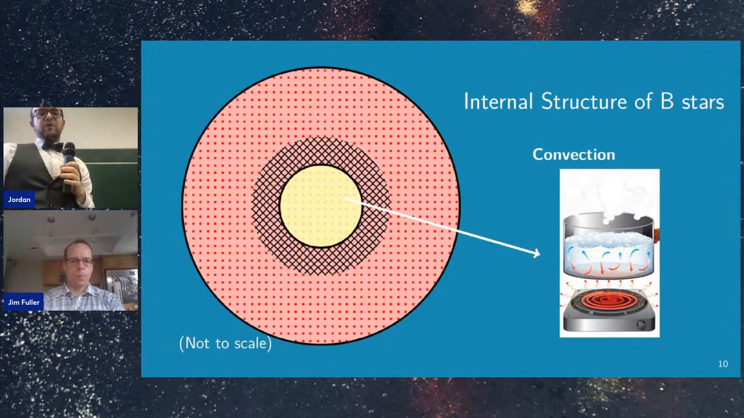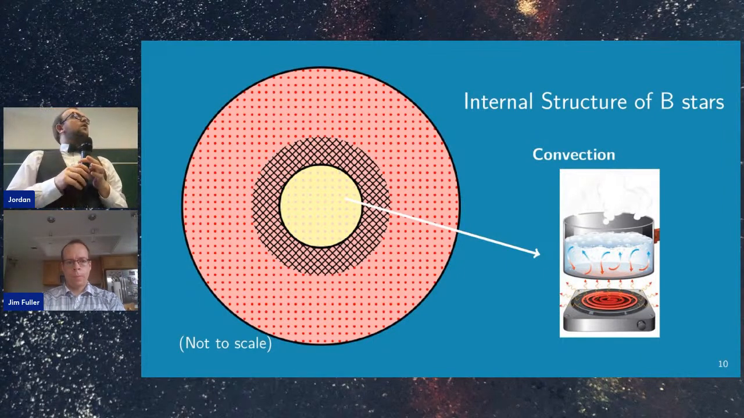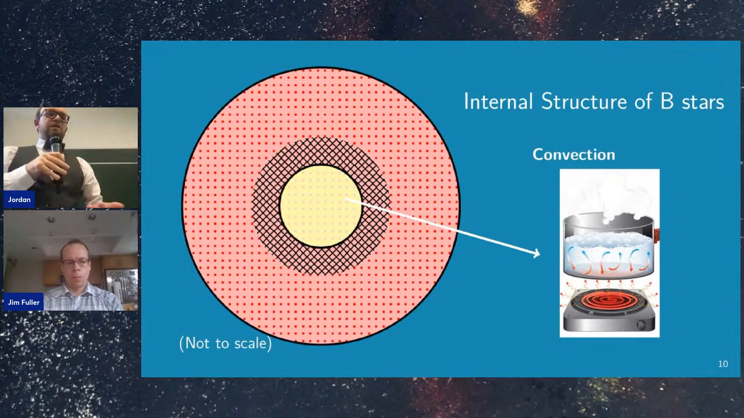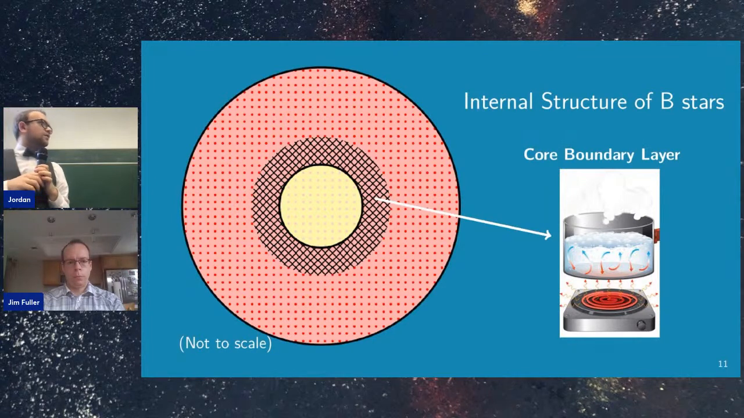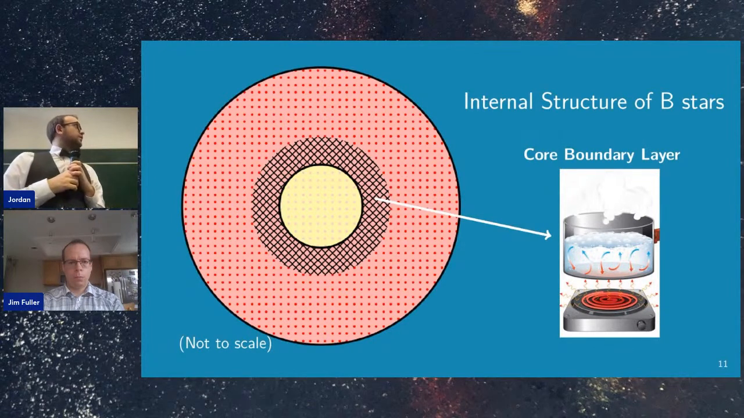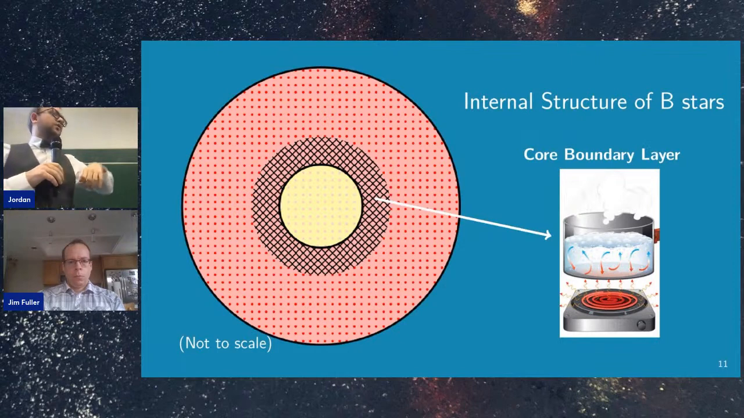So this also happens in the core of these B stars, and it is very efficient at mixing the entire layer. So these cores can be thought of as very well mixed. Now, the surface of this boiling pot of water is not straight. It's quite turbulent, in fact. We have a lot of bubbling going on.